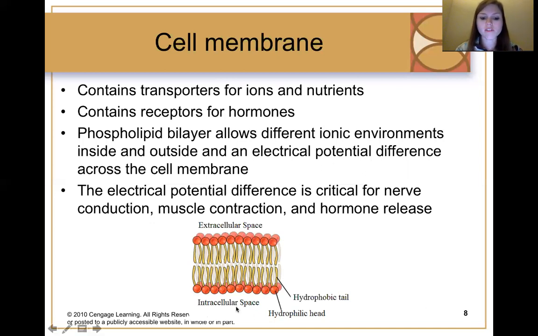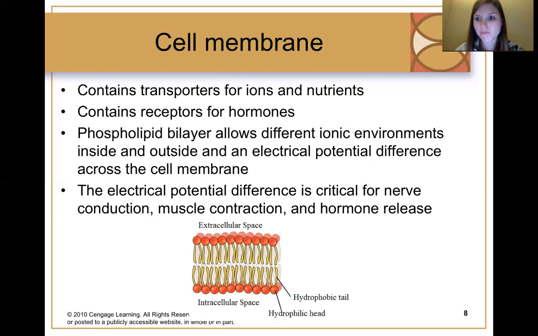On the intracellular space, you'll have the cytoplasm, which we'll talk about in a little bit. That's more of an aqueous solution. And then on the extracellular space, you might have some water liquids outside the cell as well. So those heads are going to be facing those directions because they really like water. However, the tails of the phospholipids are hydrophobic, so they do not like water. So they're actually going to point inwards away from the water because they don't want to be around it.